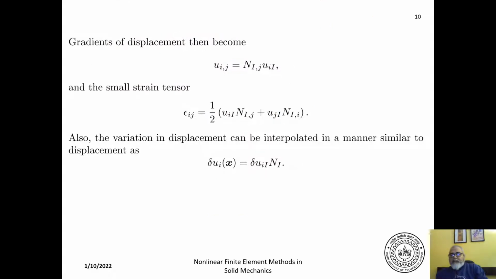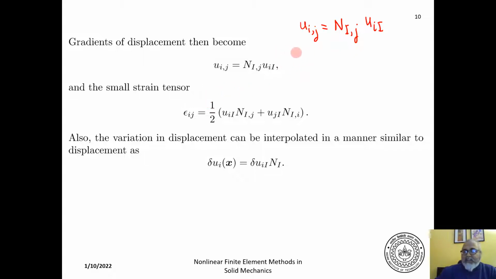So gradients of displacements, easy. u_i^I are constants. So when you do ui comma j, the only thing that's a function of x is the shape functions. So you write N^I comma j times u_i^I. So this is how you write it.